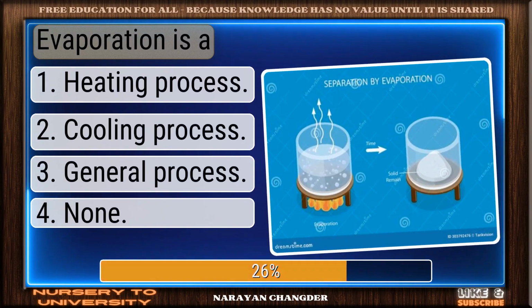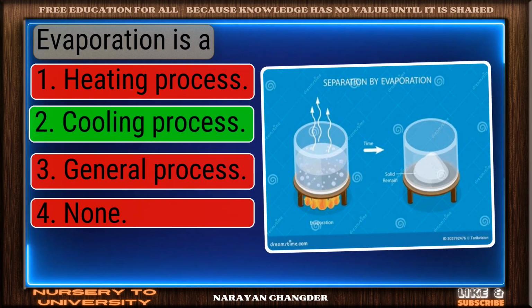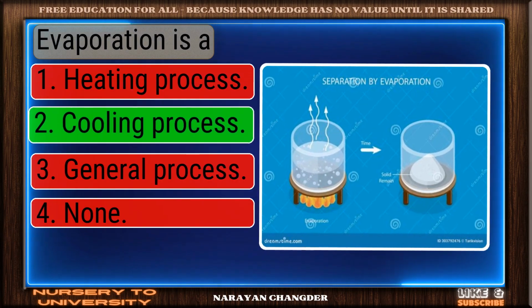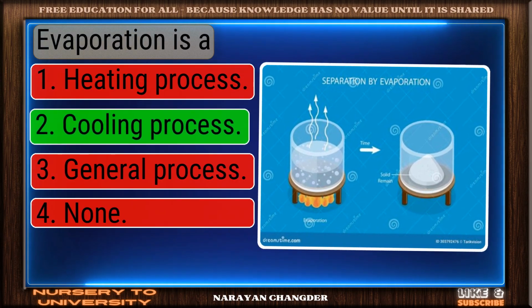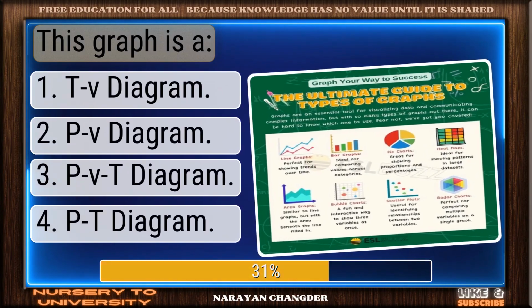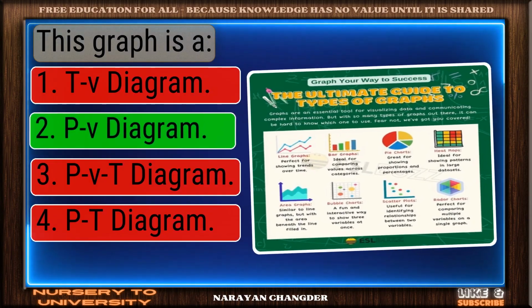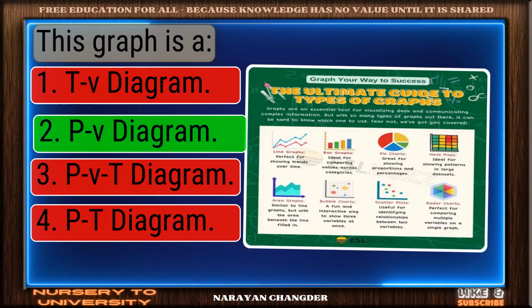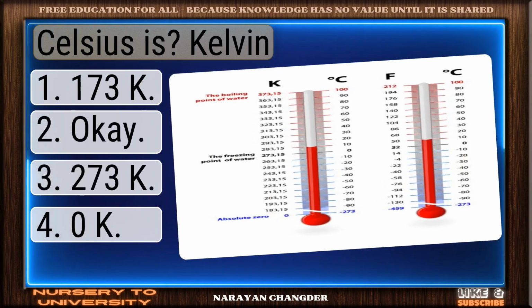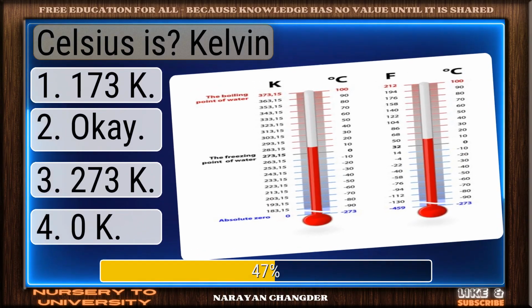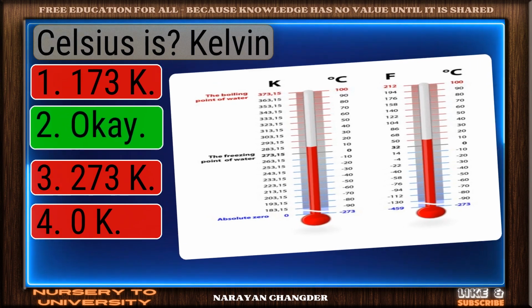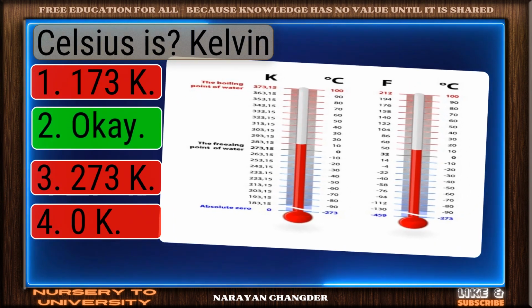Evaporation is a. Excellent choice. Cooling process is the right answer. This graph is a. Well done. PV diagram is the right choice. Celsius is Kelvin. Solid response. K is a valid choice.